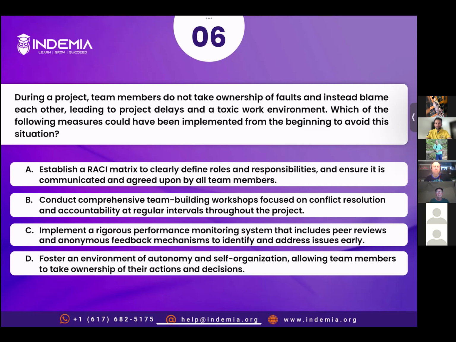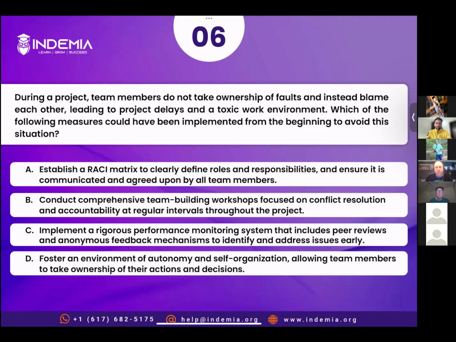If we read the question, it says, during a project, team members do not take ownership of faults and instead blame each other, leading to project delays and a toxic work environment. This is the impact. We identify the root cause. Okay, what's wrong with the situation, and we try to address that. The problem with option B is that it addresses the outcome. It's a reactive approach. We are focusing on the conflict and we are ignoring the reason behind conflict. That's why B can't be the right answer.